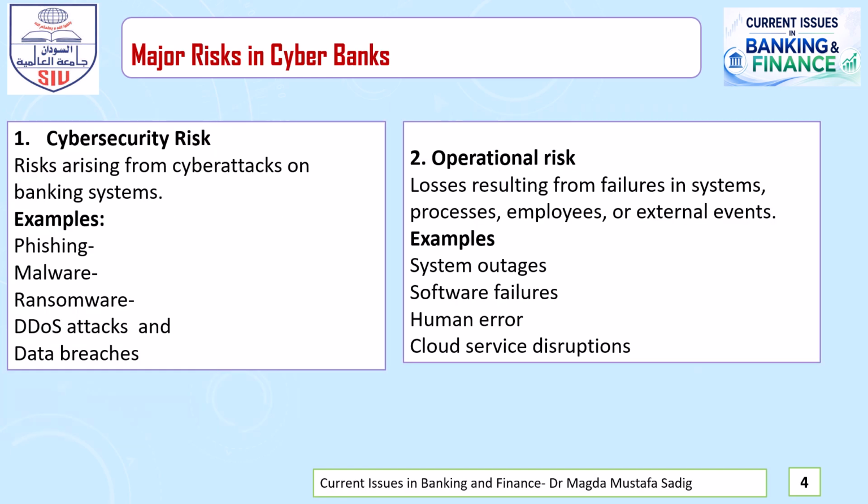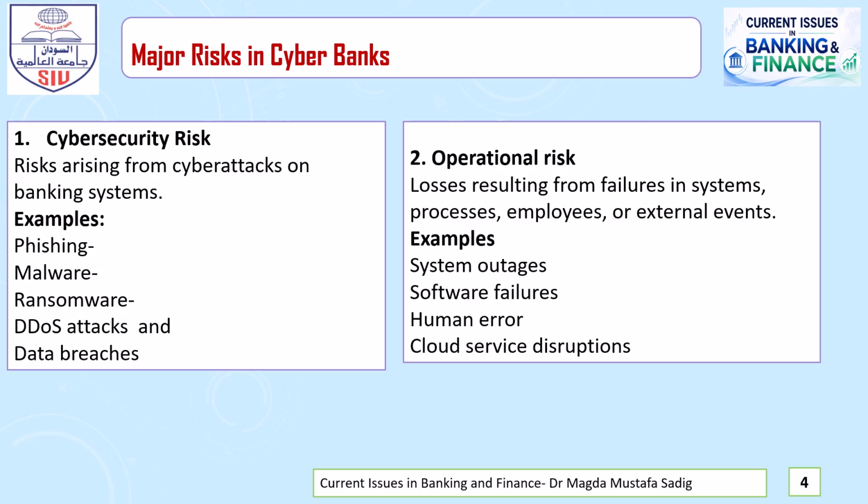Let us come to the major risks in digital banks. Digital banks face several categories of risk. The first one is cybersecurity risk. This includes phishing, ransomware, malware, DDoS attacks, and hacking. So this is usually the most visible category.